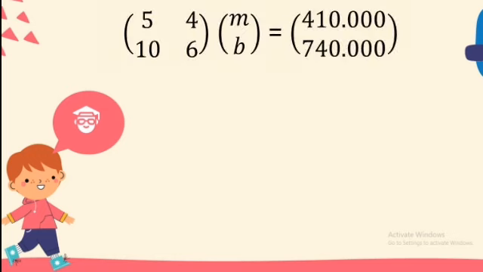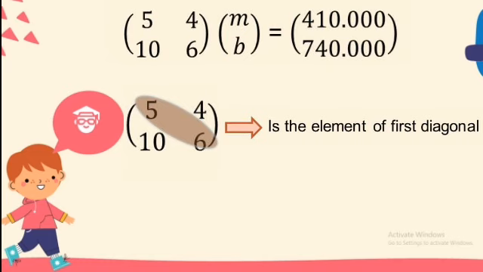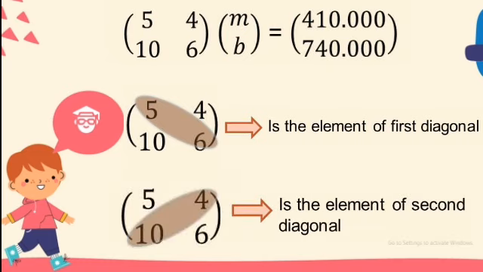Fifth, find the first diagonal and the second diagonal. 5 and 6 are the elements of the first diagonal. 4 and 10 are the elements of the second diagonal.